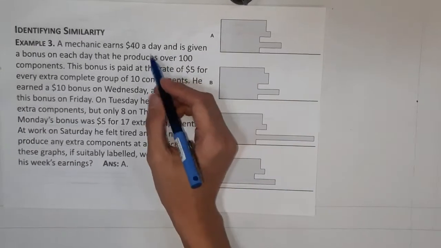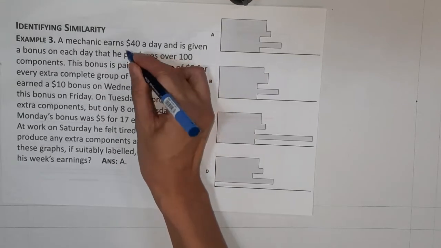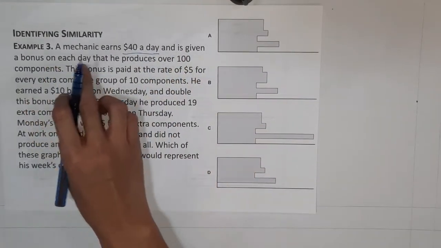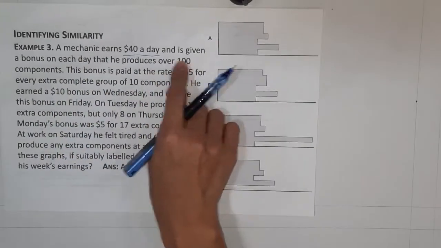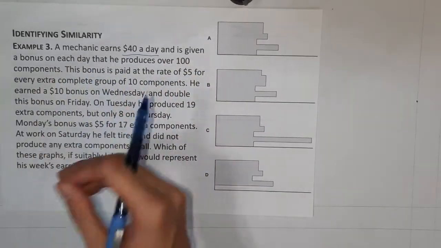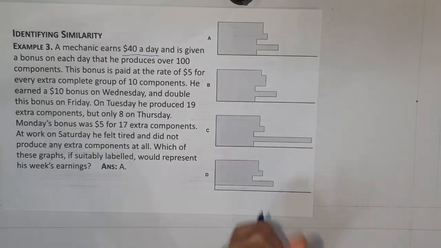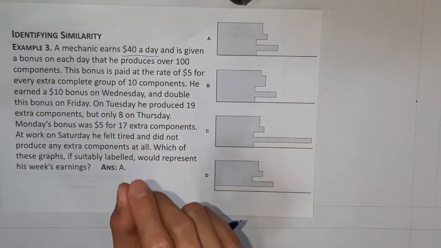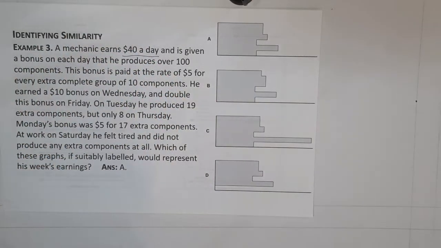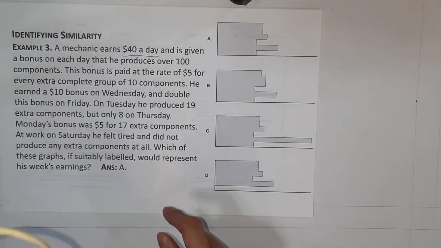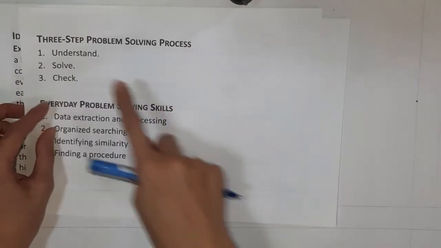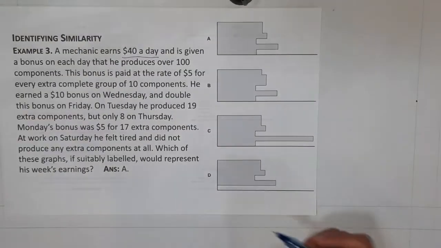A mechanic earns $40 a day, so mahalagang information yan, and is given a bonus on each day that he produces over 100 components. Pag lumagpas ka ng 100 components, meron kang bonus. The bonus is paid, and by the way, sana nakita niyo yung ginagawa ko, habang binabasa ay ina-analyze natin siya. That's part of understand. The first step. So, make sure you understand the problem.